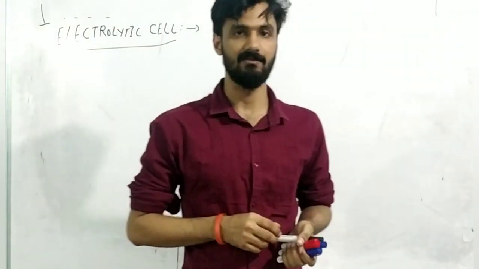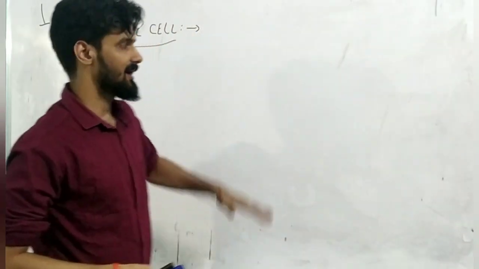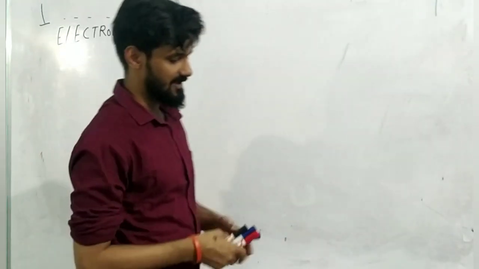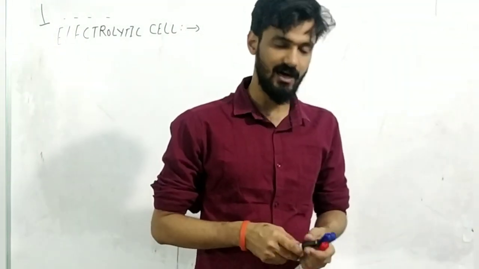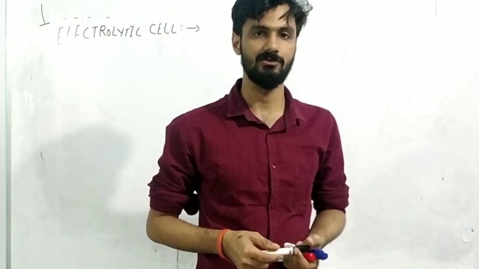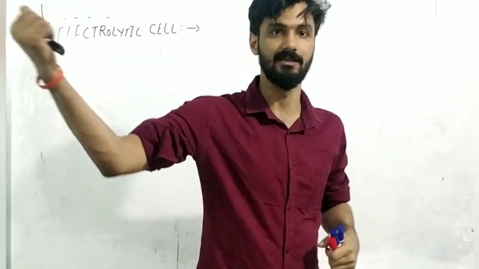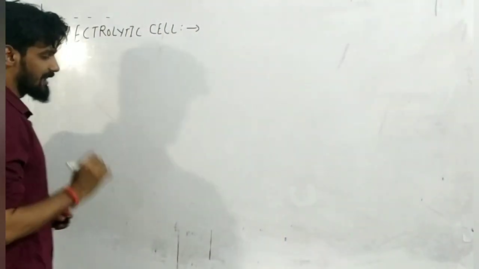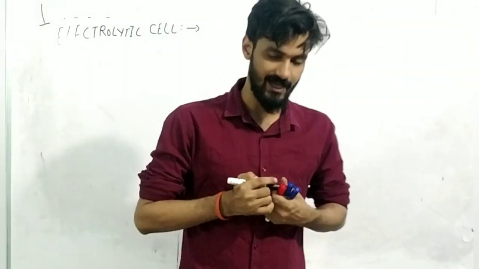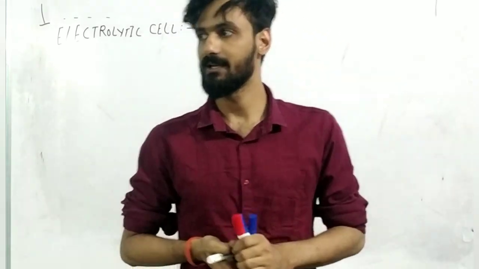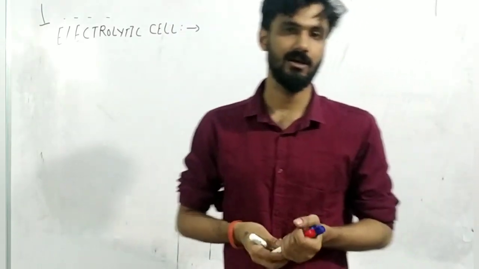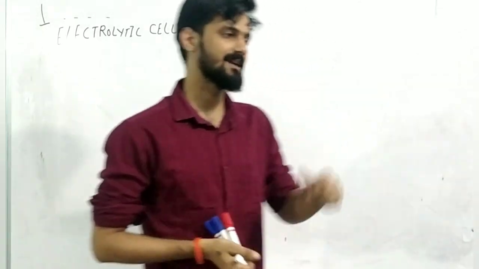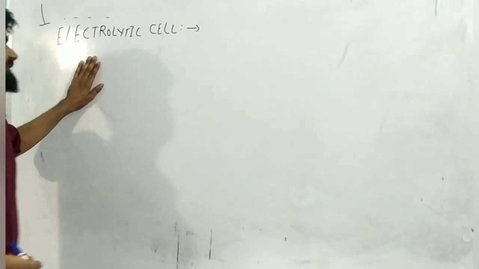I have already discussed the galvanic cell in my previous lecture, and the question arises why we use an electrolytic cell. So I am just going to answer that question. In a galvanic cell, we used to create an electric current while carrying out a spontaneous chemical reaction. Here, the same thing happens in the opposite way.